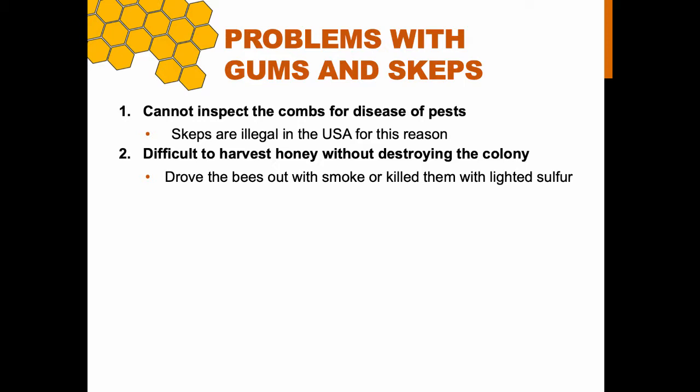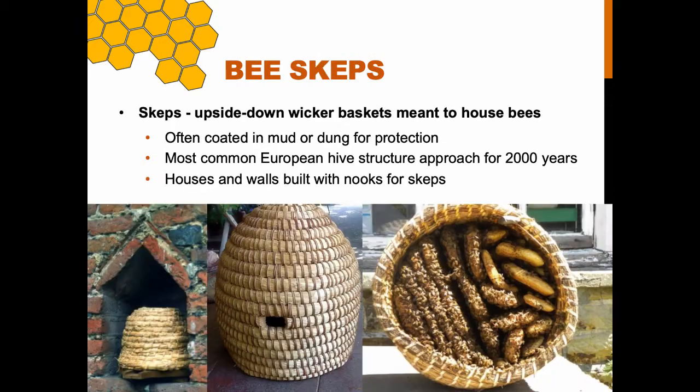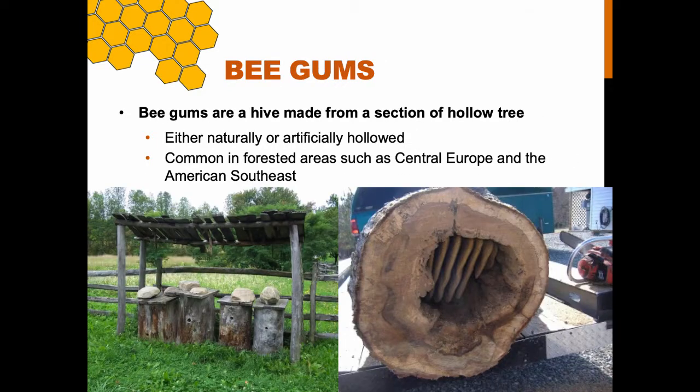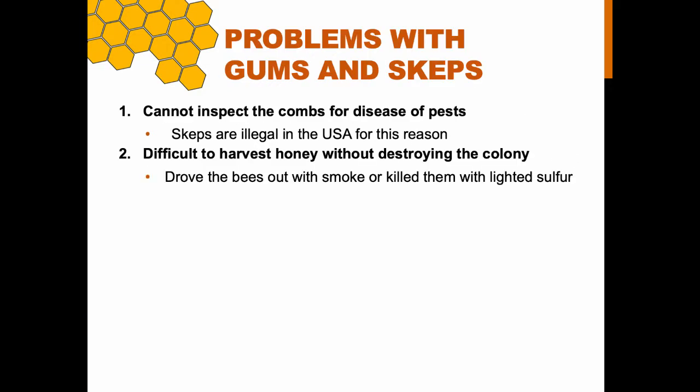Similarly, it's difficult to harvest honey without destroying the colony, because the hives are packed so tightly, and in vertical hives, such as a skep is, the bees tend to keep their brood at the bottom and the honey at the top. You can't get to the honey without tearing all that brood comb out. And so more or less every time you harvest, you're going to kill your bees, or you're going to cause them to find a new home, which is problematic. Typically, people would drive the bees out with smoke, or they would burn some sulfur underneath the hive and just kill the bees before they harvested the honey. So that was not ideal.